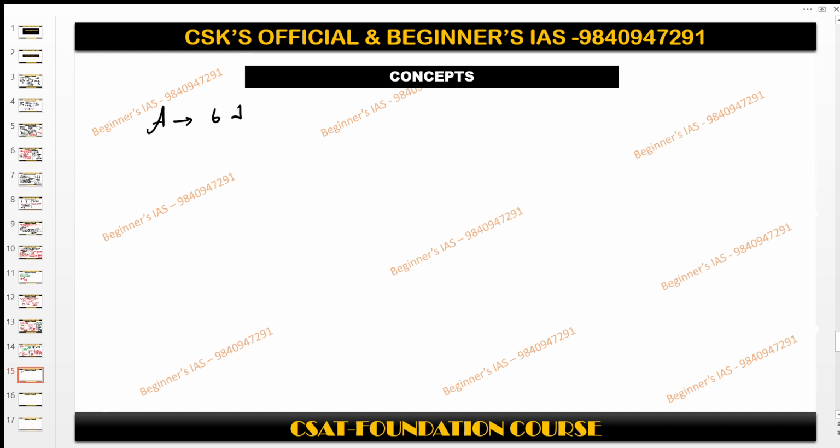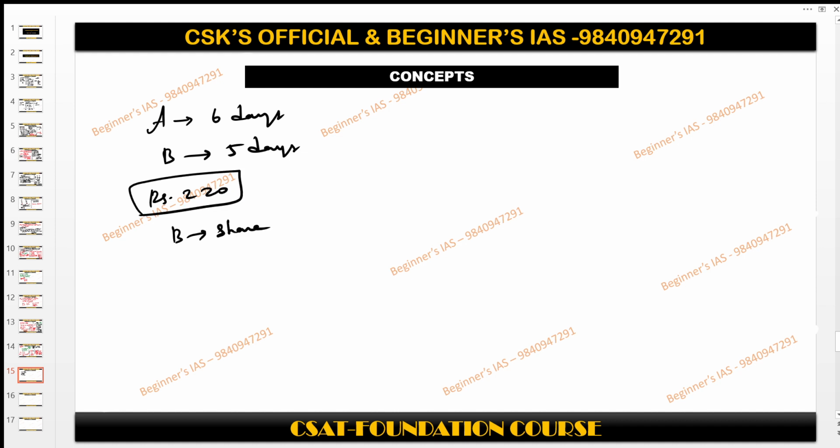A can do a piece of work in 6 days. B can do the same piece of work in 5 days. Contract is rupees 220. Find B's share. In such a situation, B's number of days is already provided here. In the previous question, there was no detail about B. B was joining, so you needed to find xy by x minus y. Here in this situation, you do not have to find it out. Clear? LCM method also you can use, not an issue.